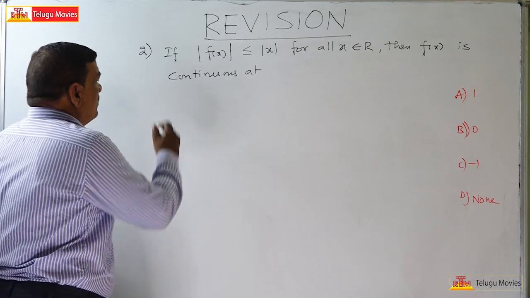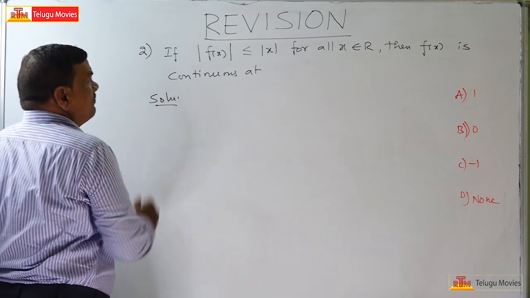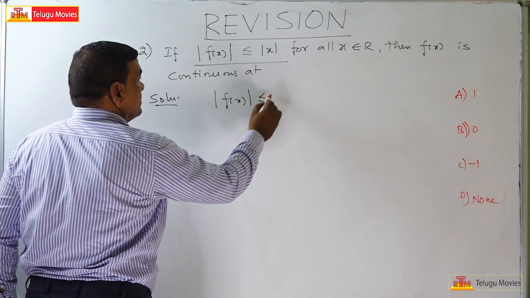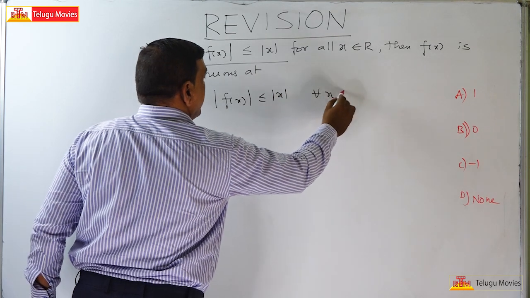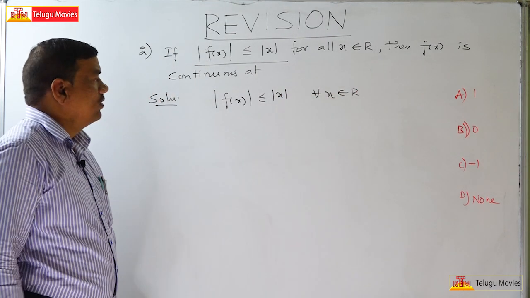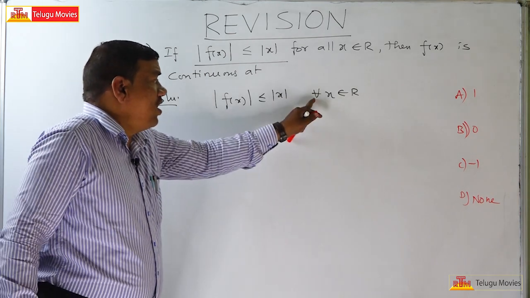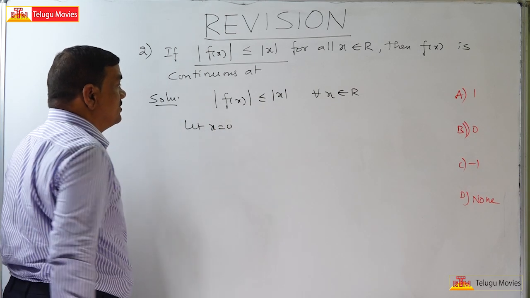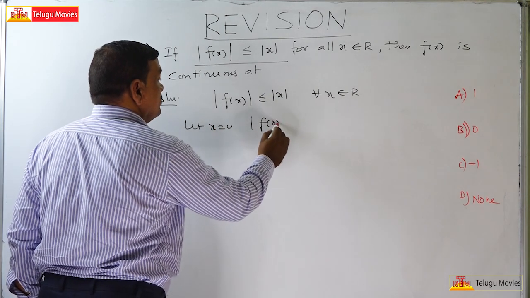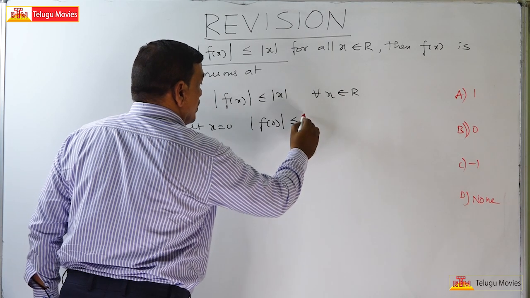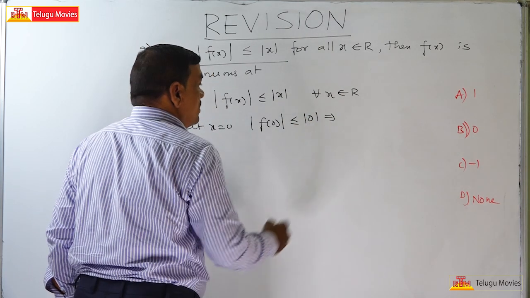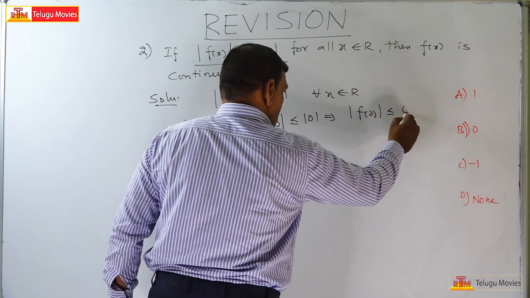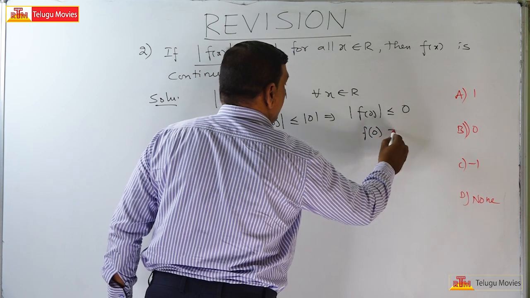How to do this? Here one and only one piece of information is given, that is modulus of f of x is less than or equal to mod x for all x belongs to real numbers. Now, for all x belongs to real numbers, let x is equal to 0. Let us see what happens. Modulus of f of 0 is less than or equal to mod 0. This implies modulus of f of 0 is less than or equal to 0. That implies f of 0 is equal to 0.